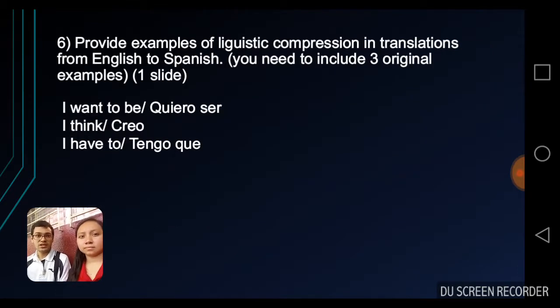Some examples of this are I want to be, that in Spanish is quiero ser. Other examples are I think, in Spanish is creo, and I have to, in Spanish is tengo que.